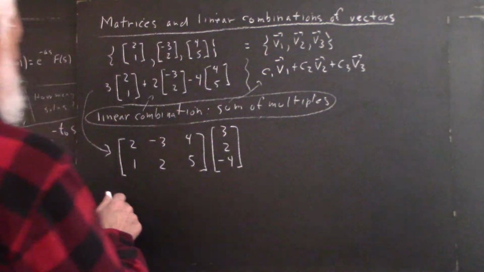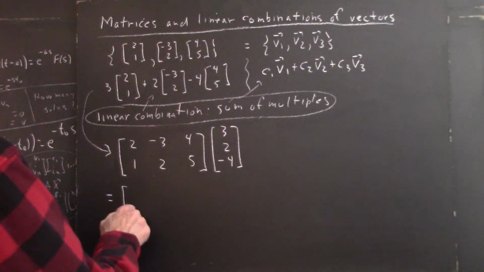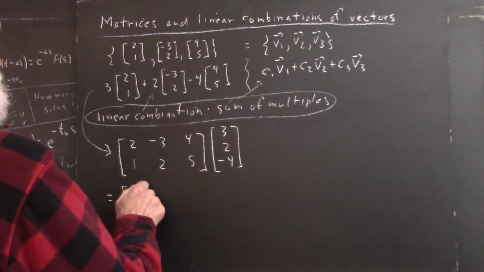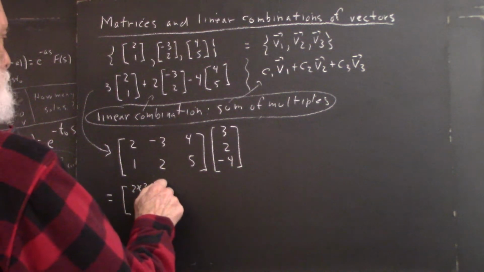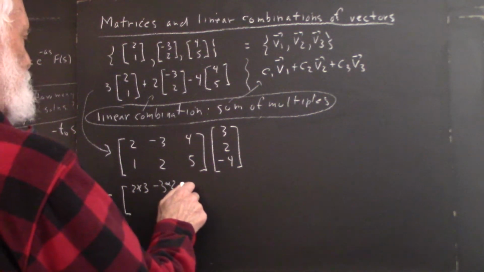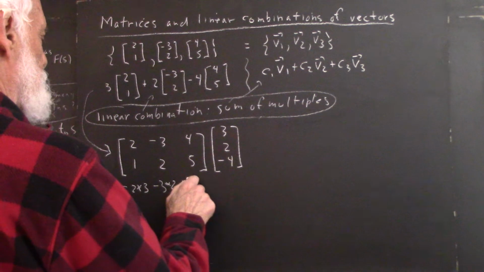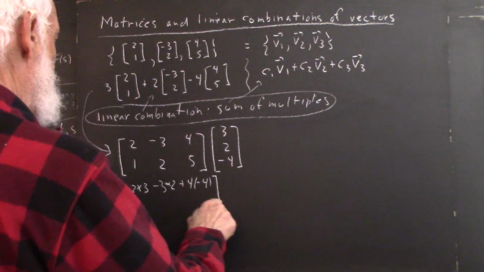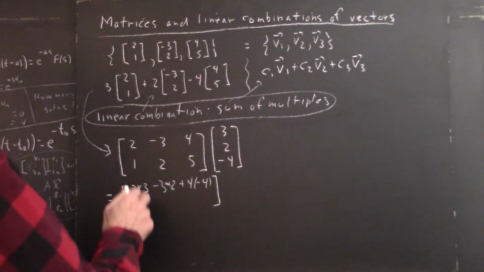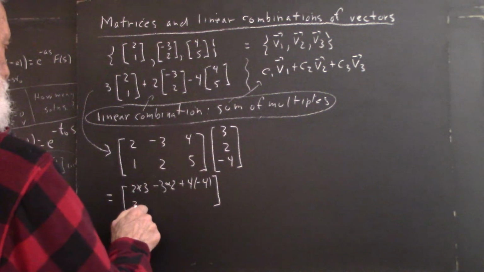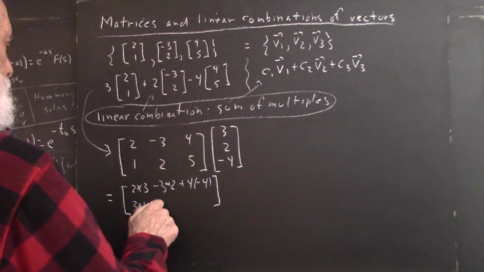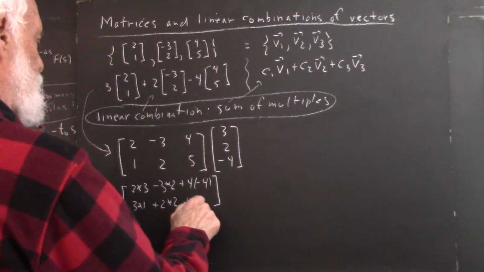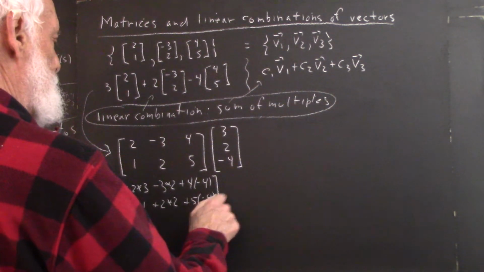Okay, so this is just doing row times column: 2 times 3 minus 3 times 2 plus 4 times negative 4. That's our first row times a column. Our second row times a column is 3 times 1 plus 2 times 2 plus 5 times negative 4.